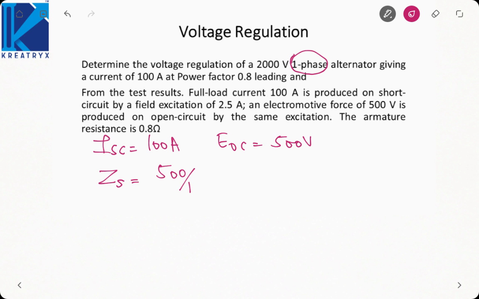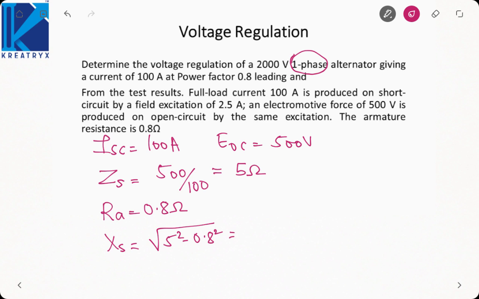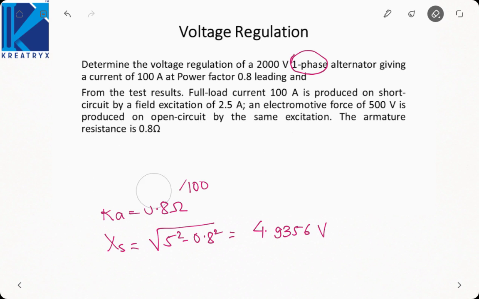500 by 100. There will be no factor of √3. It is a single phase alternator. So ZS is 5 ohm. Now armature resistance is 0.8. We can calculate XS as under root 5 square minus 0.8 square, which will come out to be 4.9356.